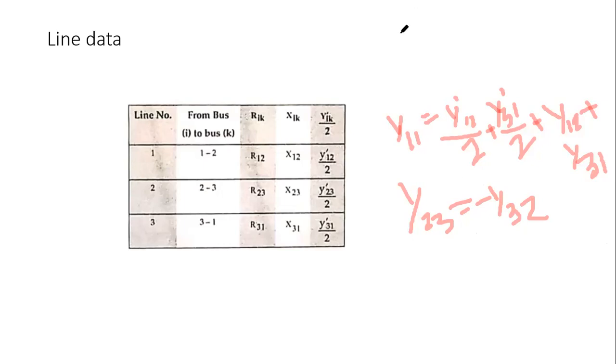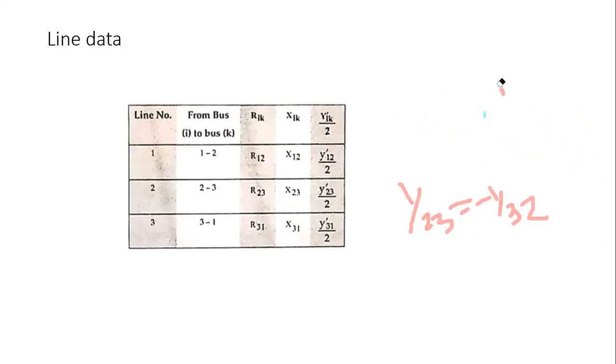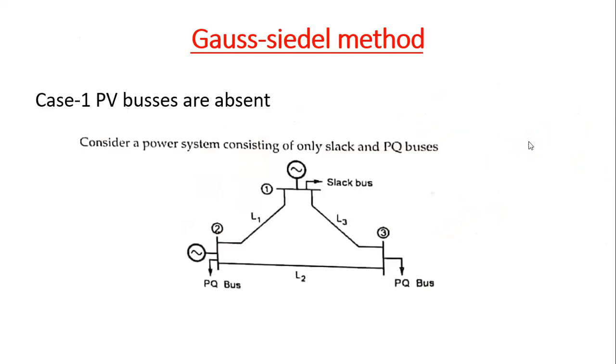Once observe. In the case of the Gauss-Seidel method, we have 2 cases. In the first case, we are taking only the slack bus and the PQ buses. The PV bus is absent. That's why this is the slack bus and these 2 are the PQ buses. We have 3 buses, that is bus 1, bus 2 and bus 3: 1 slack bus and 2 PQ buses.